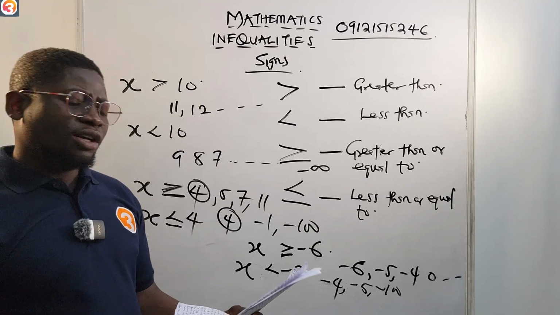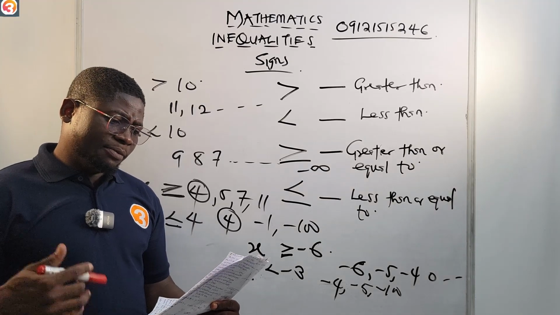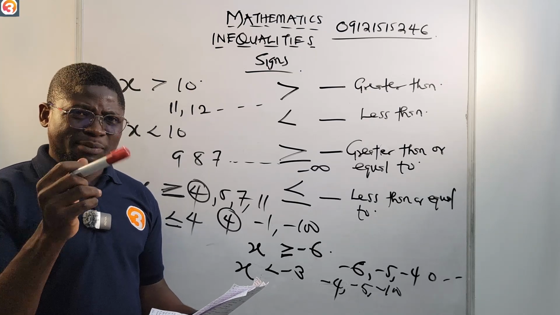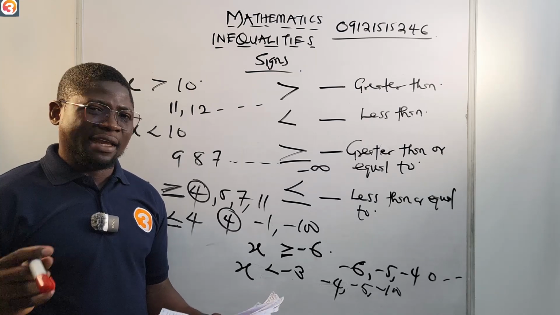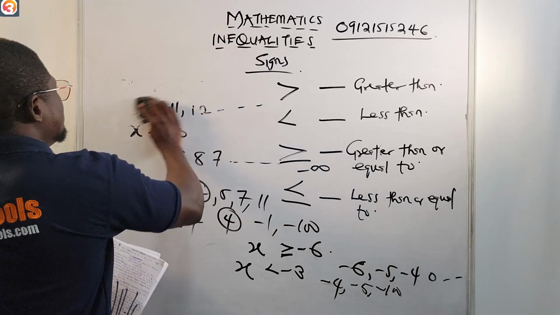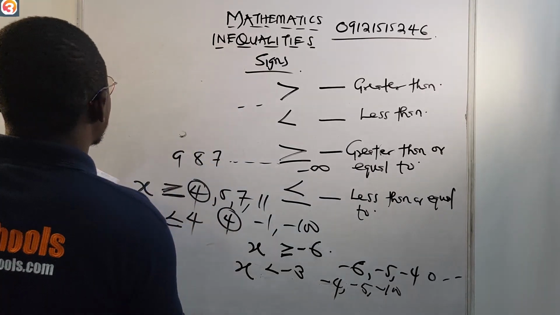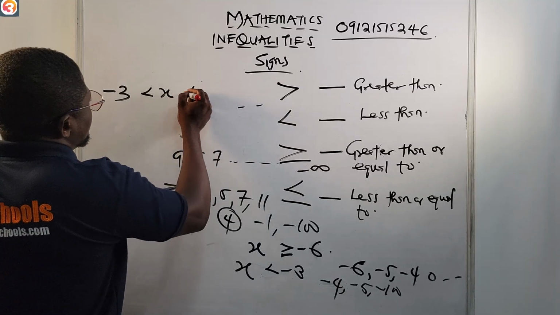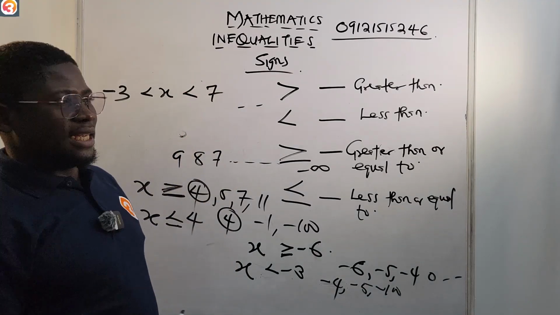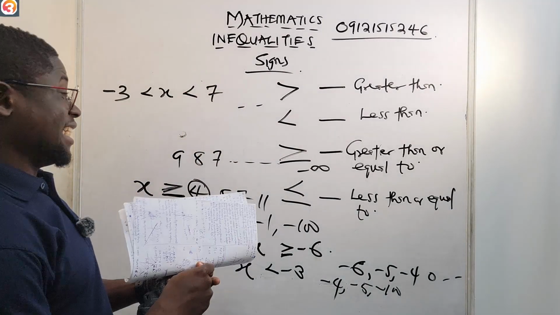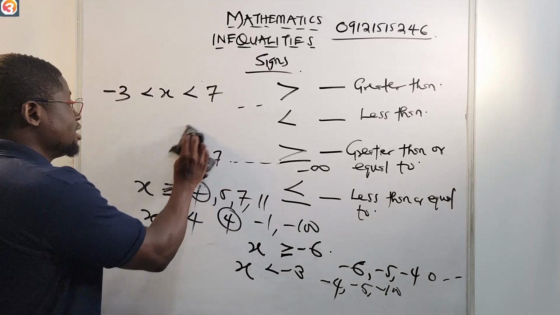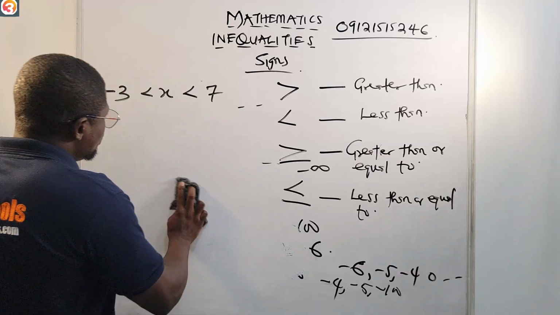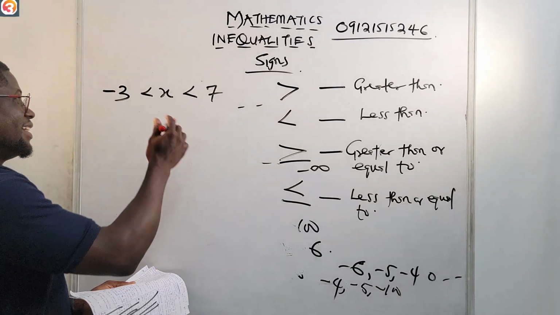Also, you can have inequalities that have more than one inequality sign. Okay, expressions that have more than one inequality sign. For example, we can see something like this: minus 3 less than x less than 7. You can see something like this. We can find the values that satisfy these inequalities. In fact, it comes out in your exam, so you have to open your eyes.